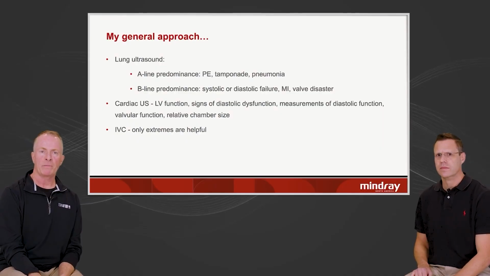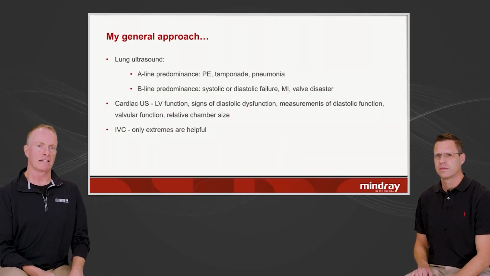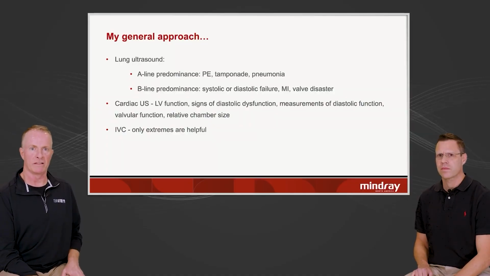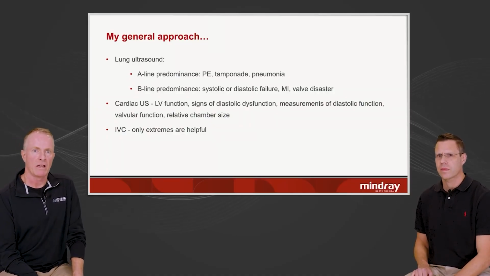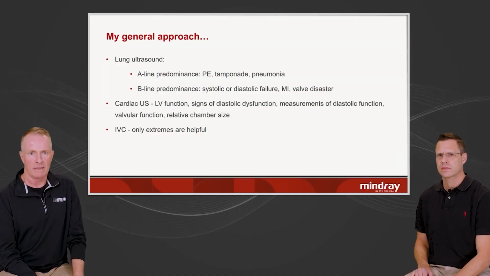Okay, so my approach in patients like this is generally start with the lungs. That's the easiest thing to image. We said this before, the heart is more difficult to image. I would look for, do they have a predominance of A lines or B lines? That's simple. Anybody can do that.